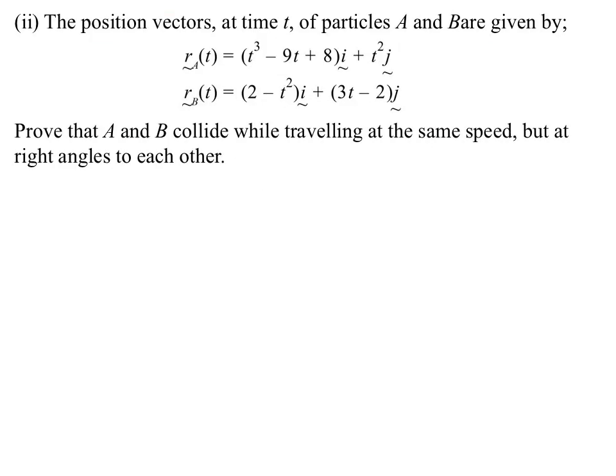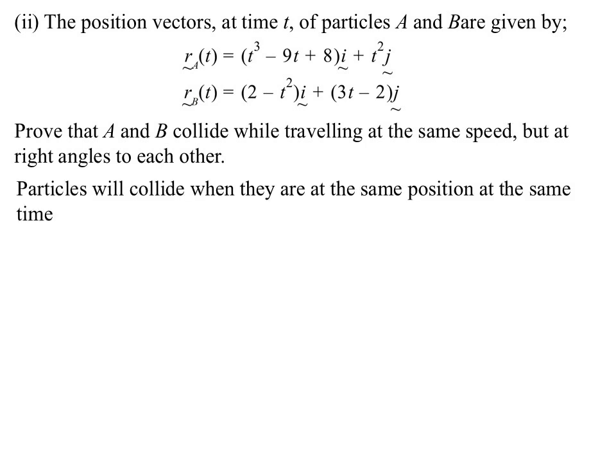Position vectors of two different particles now. So we've just got two different particles moving out there in space. We want to prove that these particles will collide, and when they're travelling at the same speed. So when they collide, they're at the same speed, but they'll hit at right angles to each other. If particles are colliding, they must occupy the same space at the same time. Simple idea, but that's effectively what must happen for them to collide.